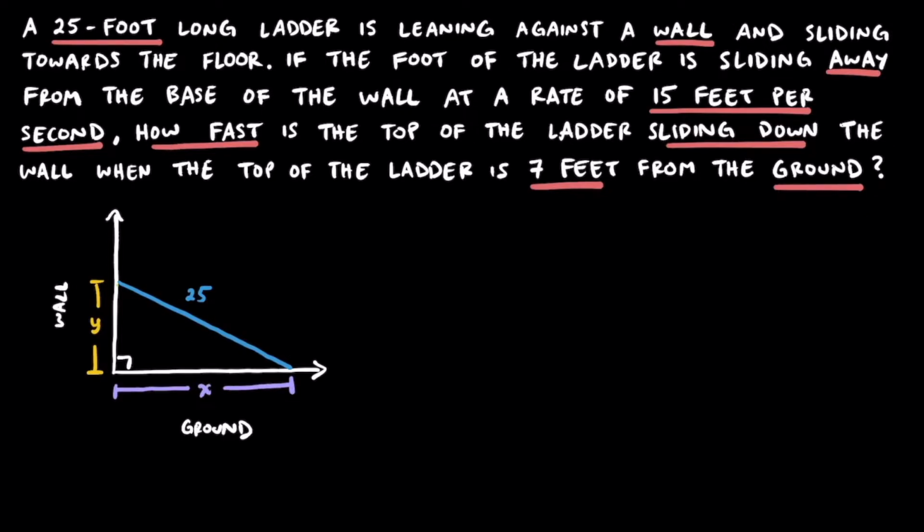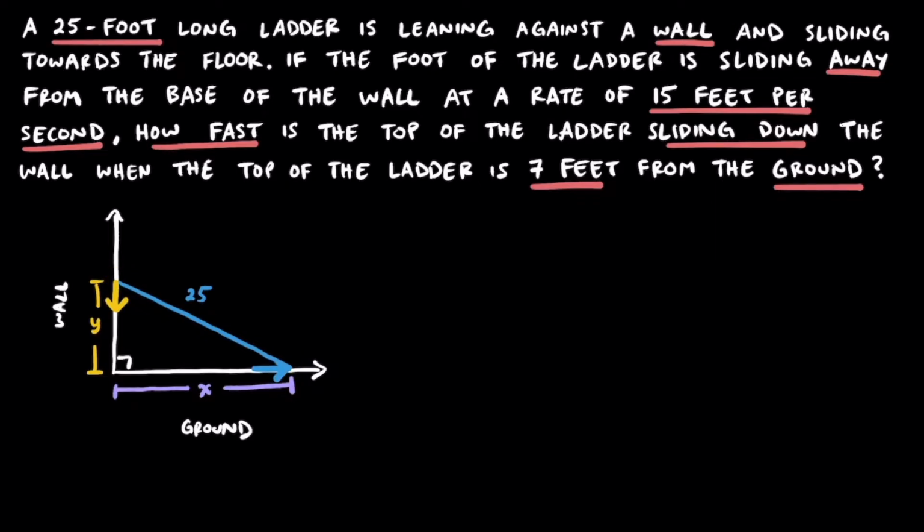And just so you understand the two types of rates we're trying to relate here, the top of the ladder is actually sliding down the wall, while the bottom of the ladder is sliding across the ground. So those are the two rates that we're looking at. Now that we have a picture and you can see that the top of the ladder is sliding down while the bottom of the ladder is sliding to the right, let's see if we can write an equation.